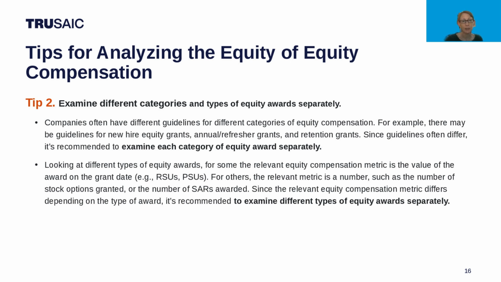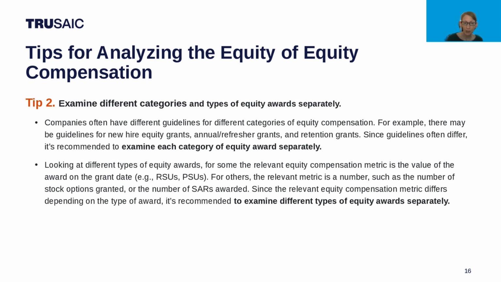So our second tip is to examine different categories and types of equity awards separately. It's common for companies to have different guidelines for different categories of equity compensation, and by different categories, we mean things like new hire grants, annual refresher grants, retention grants. Since these guidelines differ, we recommend examining each category of equity awards separately. And the same can be said of different types of equity awards. By equity type, I mean awards like restricted stock, performance shares, stock options, stock appreciation rights.